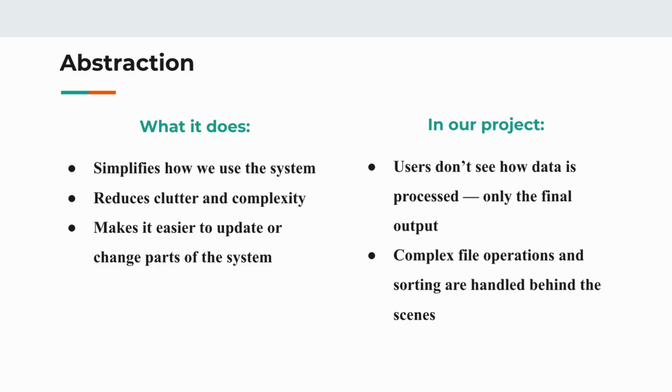Another concept we used was abstraction. We used abstraction to hide complex logic and also make the system easier to use. Users of the program don't need to know how we're reading these files, sorting products, or formatting the data. All of that is handled behind the scenes. They simply run the program and get a clean, organized output. Abstraction helps keep the system simple and allows us to make changes internally without affecting how it works on the outside from the user's perspective.